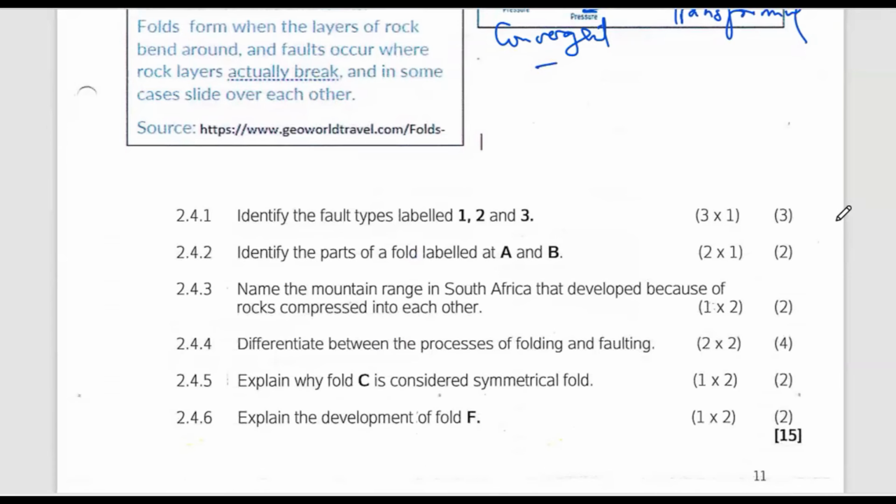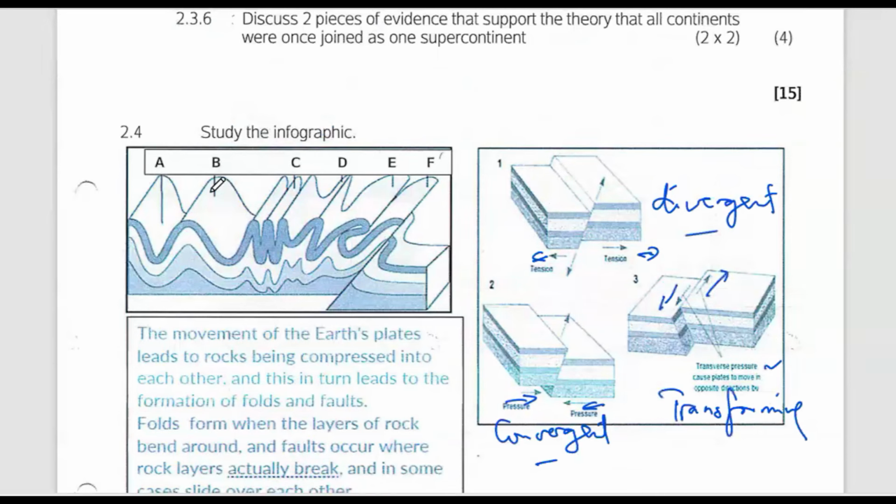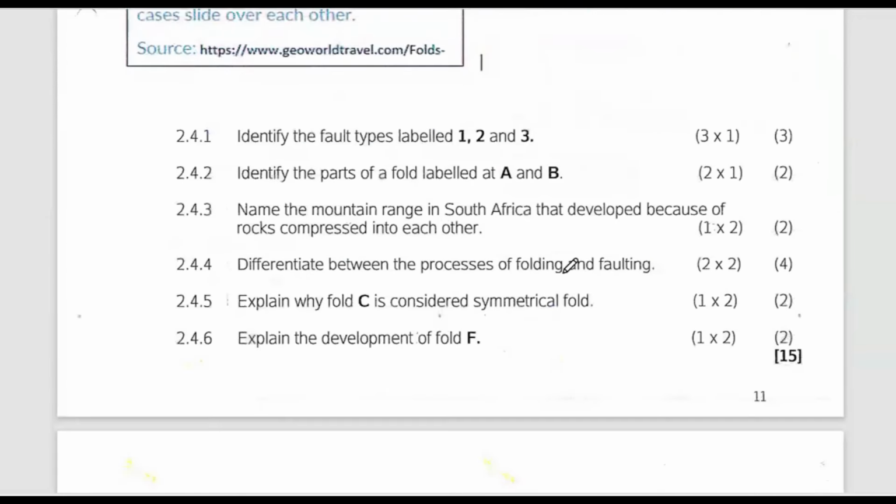Identify the parts of a fold labeled A and B. We go to our diagram where A is here and B is here. This is the lower part of the fold, and this is the upper part of the fold. The lower part, for A, is called a syncline. And then the upper part is called an anticline, which is basically on top of the fold.